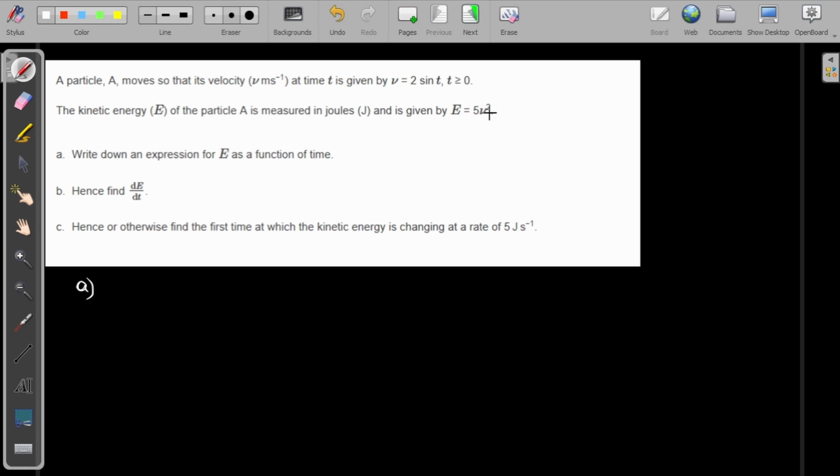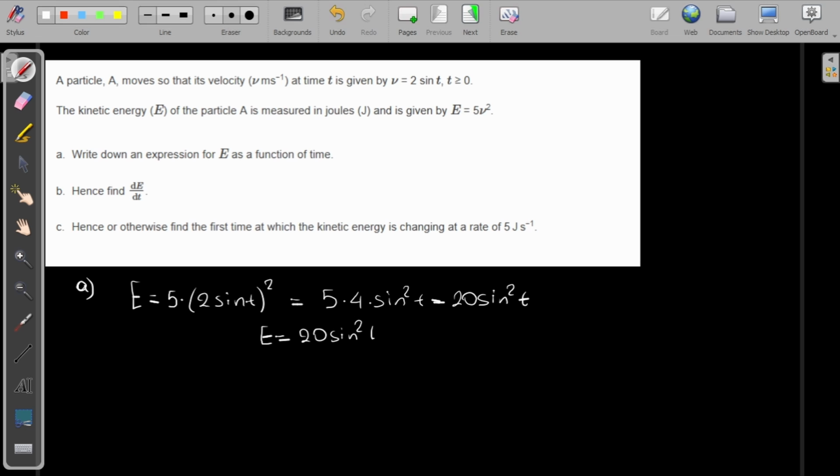Here obviously I have to do a simple substitution. Instead of V, I will put my function. So I can have E equals 5 times V, which is 2 sine t square, and that gives me, be careful with the calculations, 4 times sine square t, which is 20 sine square t. So this is my expression. Basically, E is 20 sine square t.